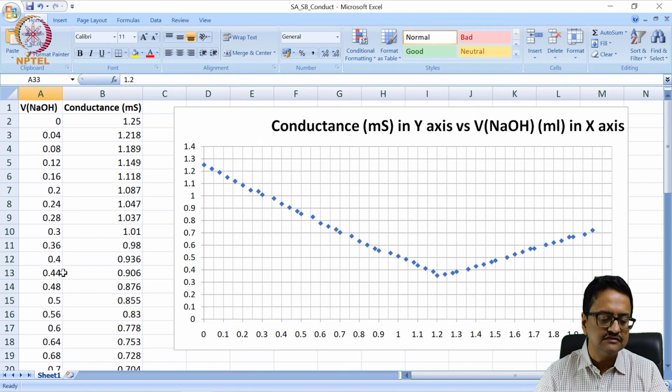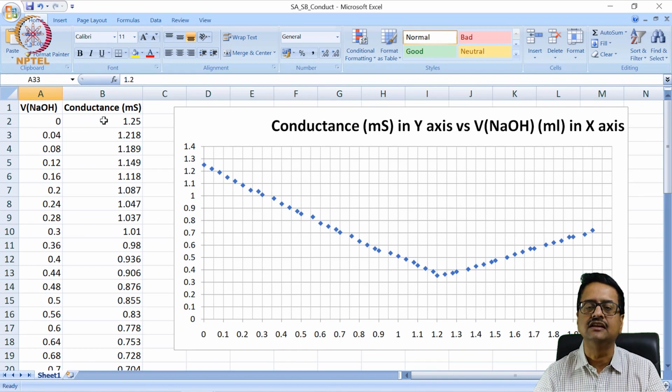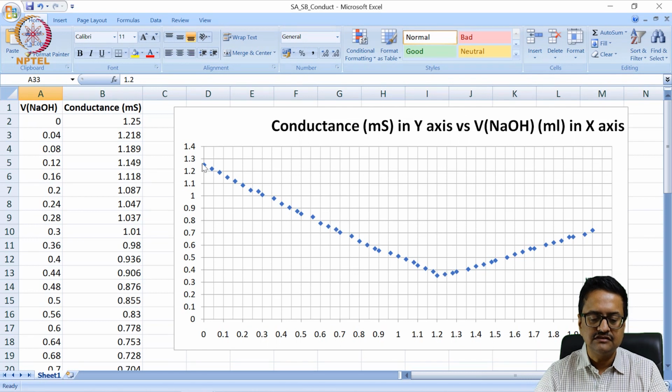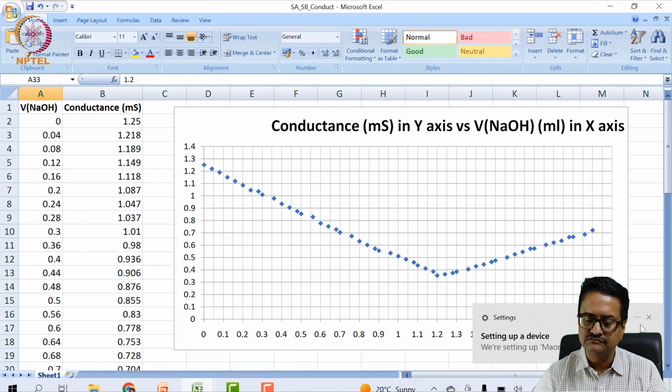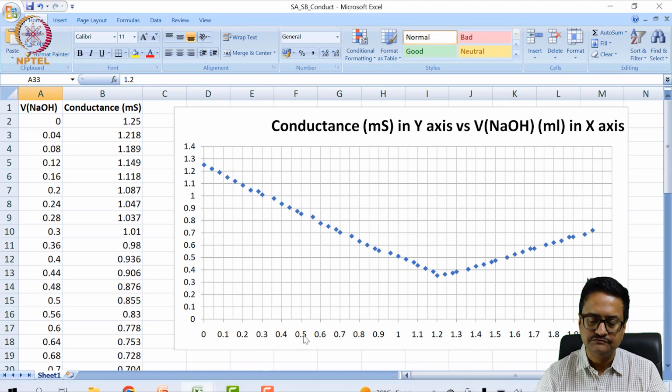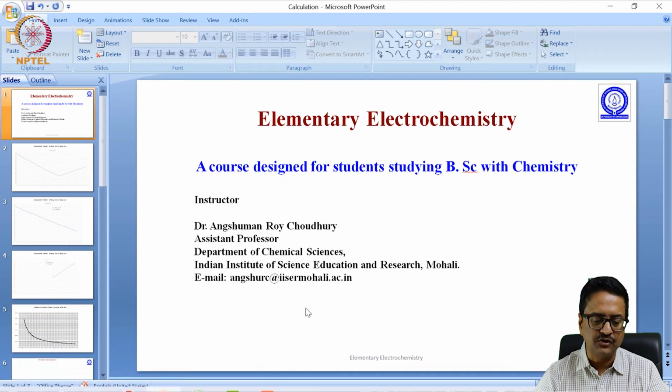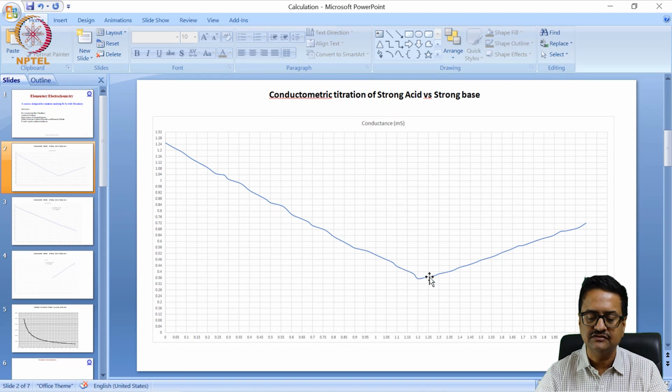When these values, that is volume of NaOH, were plotted against the conductance, you can see a V-type plot that I have shown here. Right? These data points are generated from the experiment. Now what we have done is that we have plotted this and joined it with straight lines. So, it looks like a V.